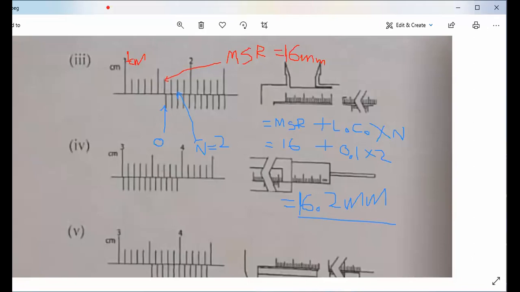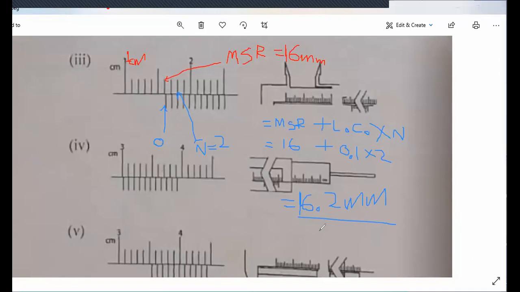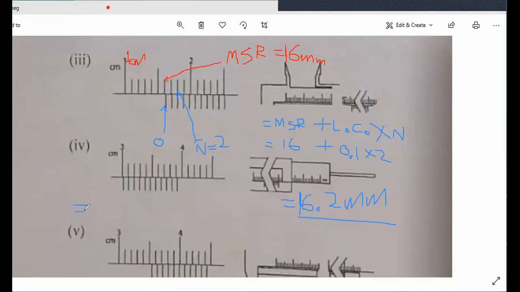equals, how do you find it here? The real internal diameter means reading 16.2 minus error 0.2. So what should be the correct internal diameter here? 16 millimeters. Correct internal diameter should be 16 millimeter.